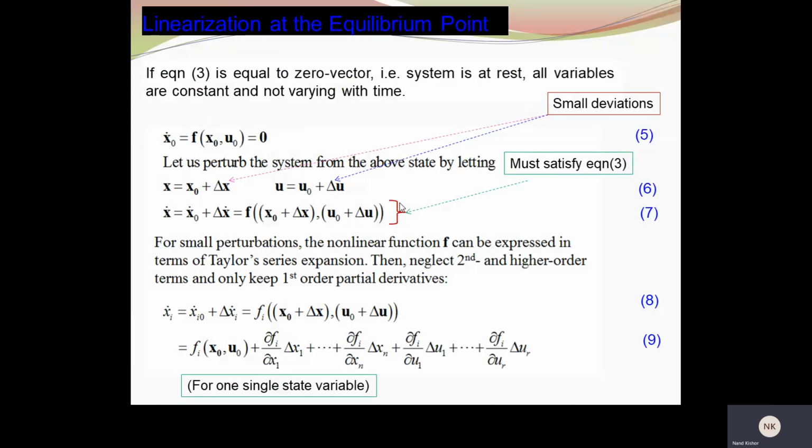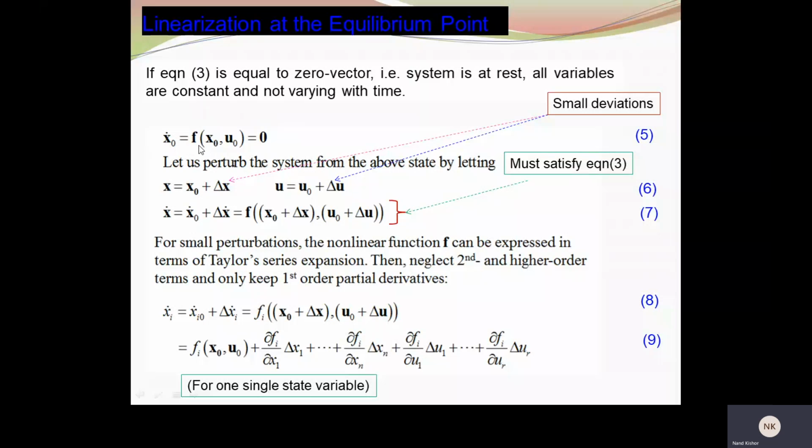As we move to the next slide, from equation 3, it is actually a zero vector. If equation 3 is equal to the zero vector, it means that the system is at rest, right? And then all the variables are constant and they are not time varying.